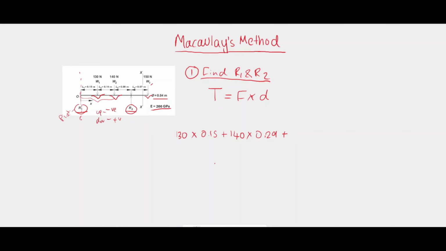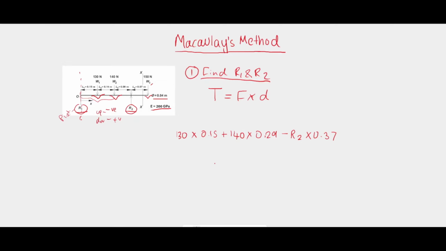Plus, this time we have a force that is acting upwards, that is R2. Since it's acting upwards, and we have assigned upwards forces as the negative direction, we can put that as negative. R2, we don't know the force yet, times the perpendicular distance between R2 and the pivot R1. So that's 0.15 plus 0.14 plus 0.08, and that is equal to 0.37.